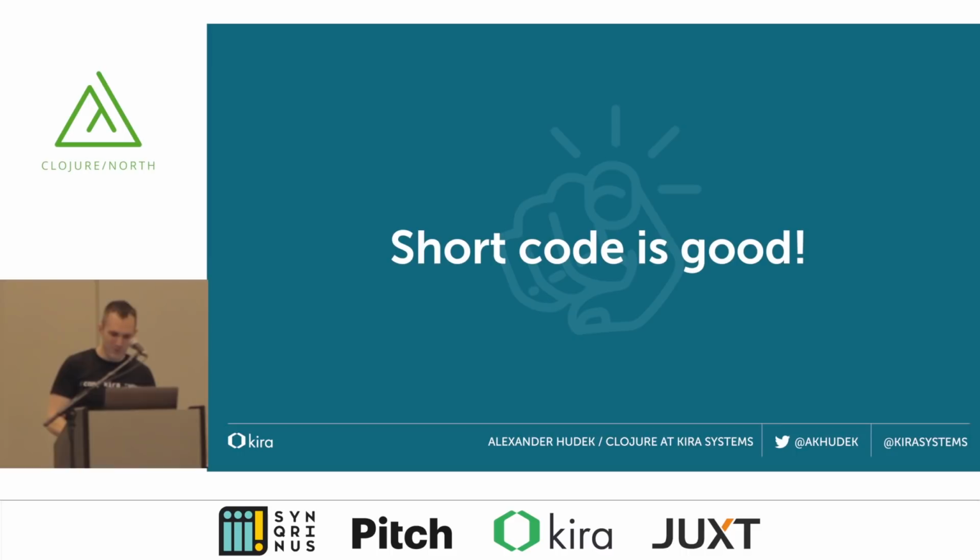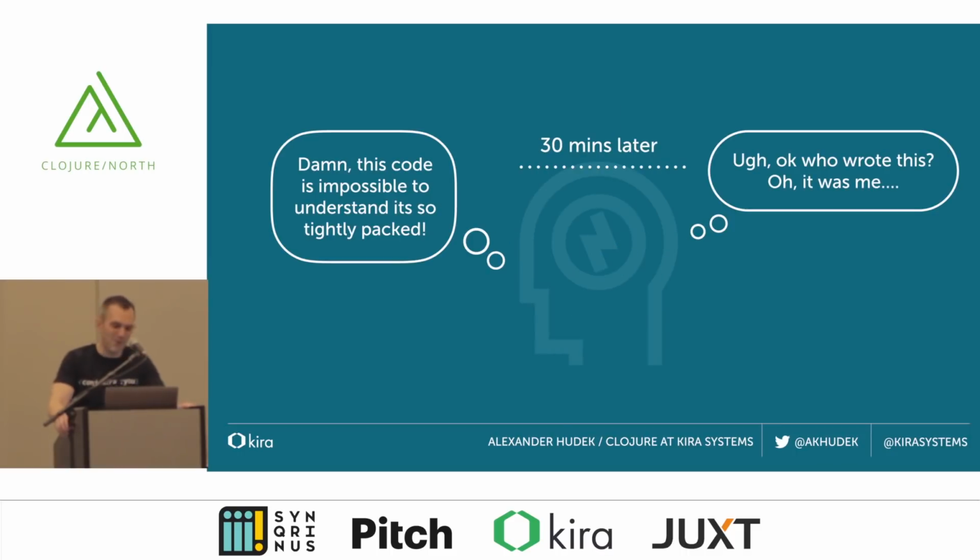So, short code is good, right? Who's been here before? You've gone back and you've read some Clojure code, and it's this super concise, tight line, and you're looking at it and you're going, oh my goodness, this is really, really hard to parse, and you're pulling it apart and staring at it, and then 30 minutes later you're raging, you're like, okay, who the heck wrote this damn thing? And oops. Yeah, so it's interesting.